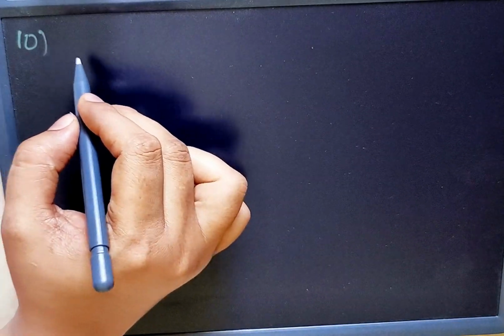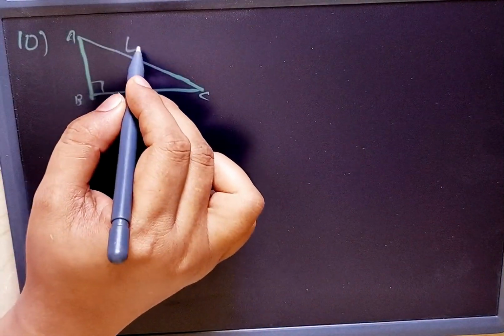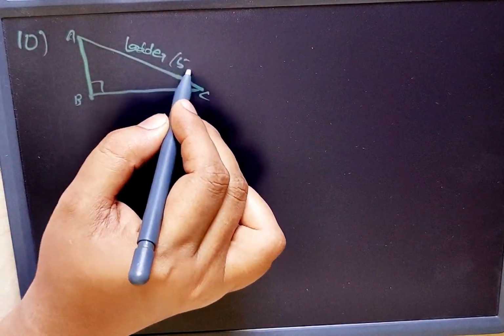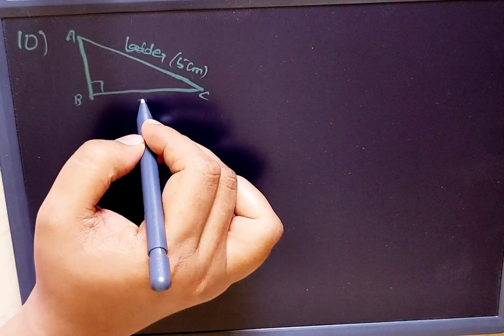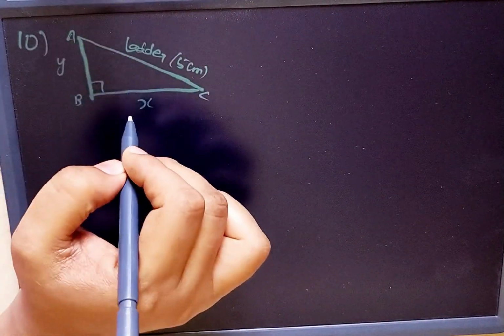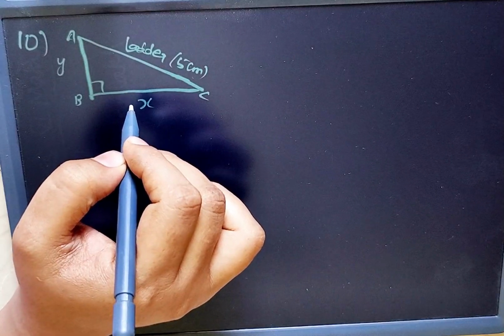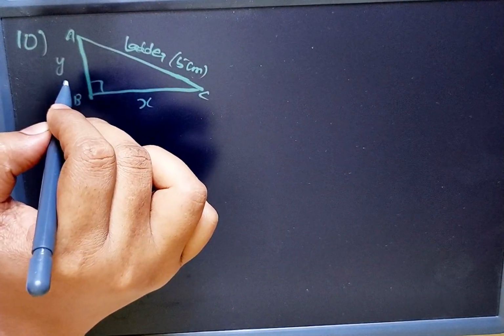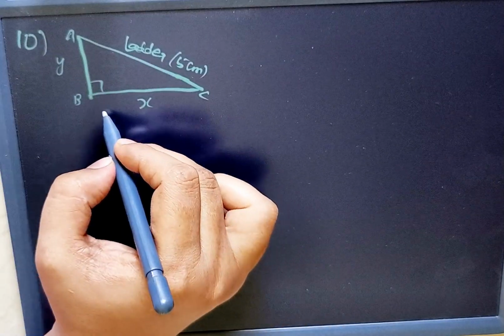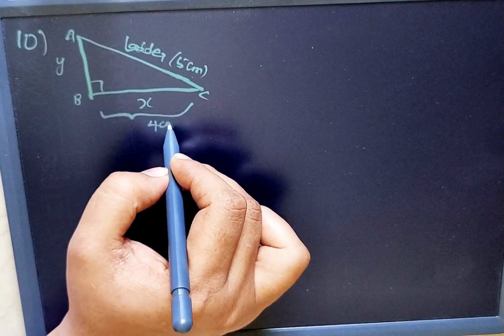Question number 10. A ladder 5 centimeter long is leaning against a wall. The bottom of the ladder is pulled along the ground away from the wall at the rate of 2 centimeter per second. How fast is its height on the wall decreasing when the foot of the ladder is 4 centimeter away from the wall? So let us try to figure it out. A, B and C. Let this be the ladder length that is given as 5 centimeter. This be the base. Let us take it as X and the height of the wall as Y. How fast is the height on the wall decreasing? So the final answer will be negative as it is decreasing when the foot of the ladder is 4 centimeter away from the wall.